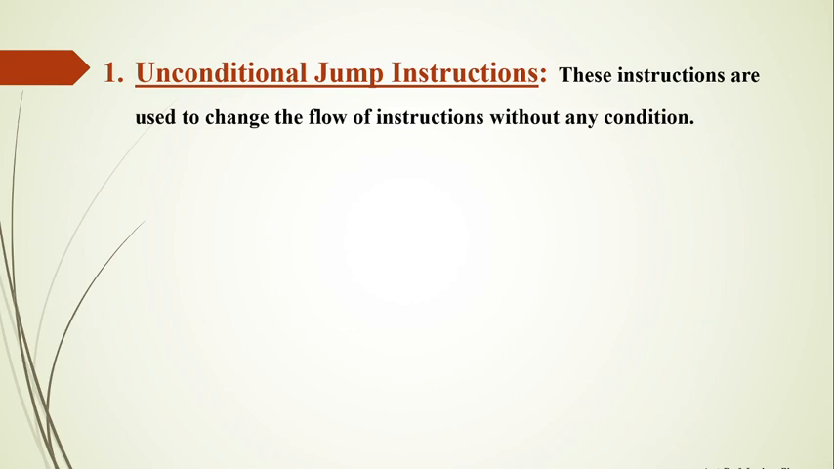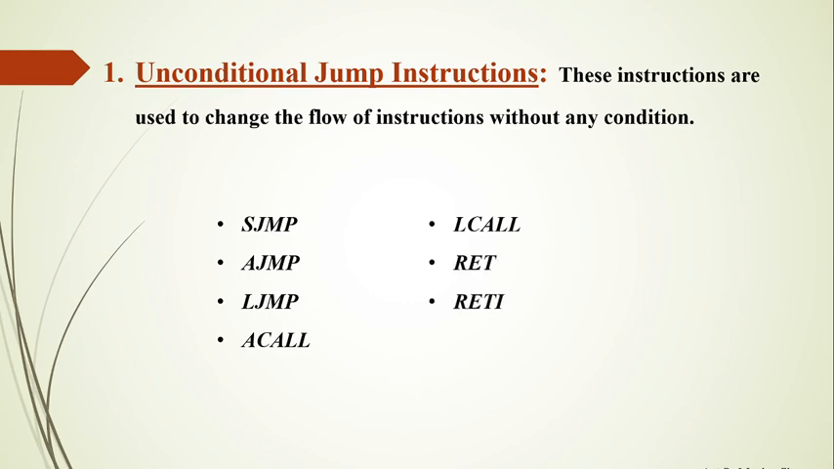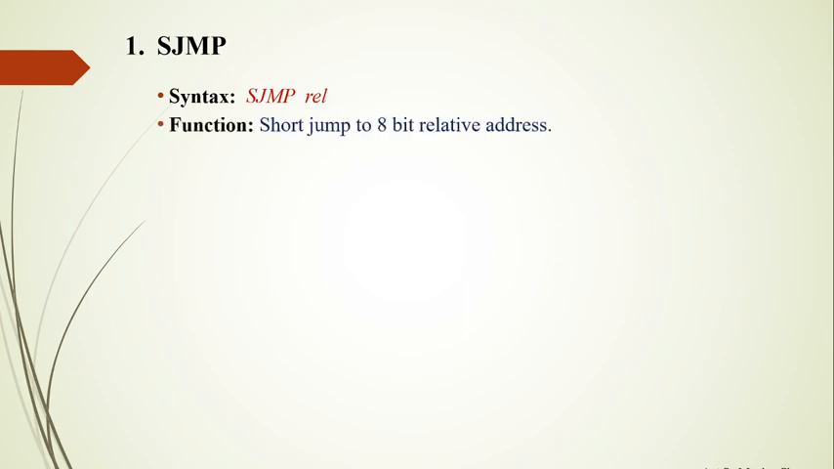These instructions are used to change the flow of instructions without any condition, and these are the mnemonics used for this instruction set: SJMP, AJMP, LJMP, ACALL, LCALL, RET, and RETI, NOP. Let's see all these mnemonics one by one in detail. First, SJMP. Syntax for this instruction is SJMP and a relative address is given, and the function performed by this instruction is short jump to 8-bit relative address.